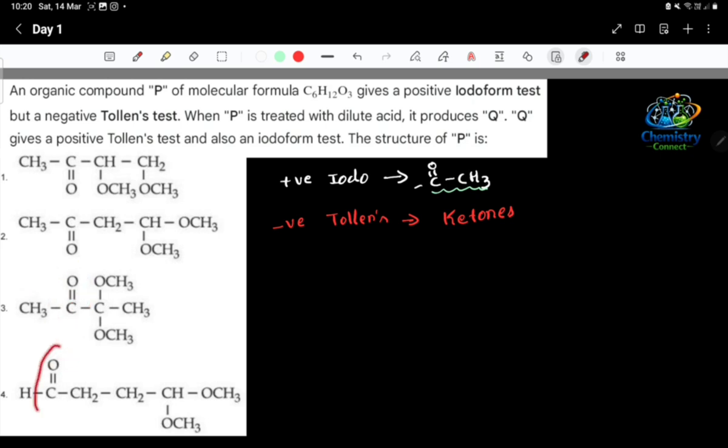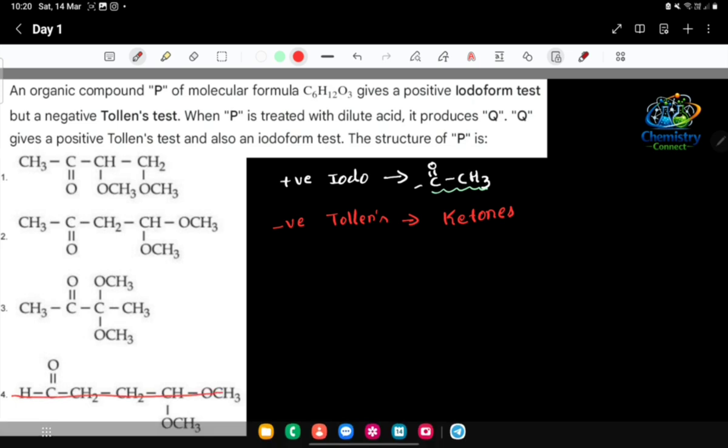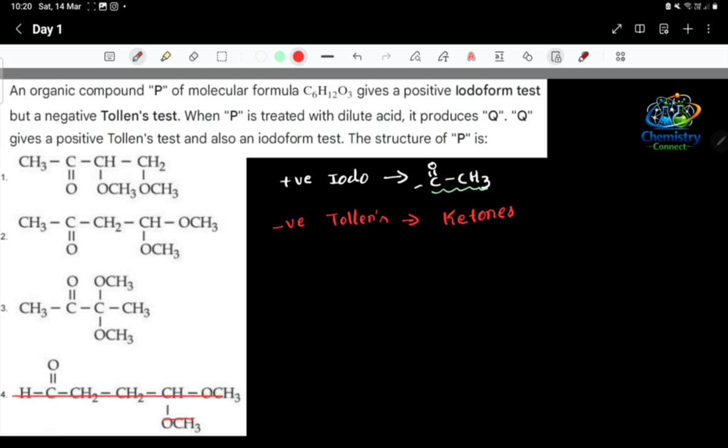But here an aldehyde is there, CHO. That means option 4 is not the answer. So the answer is between options 1, 2 and 3.